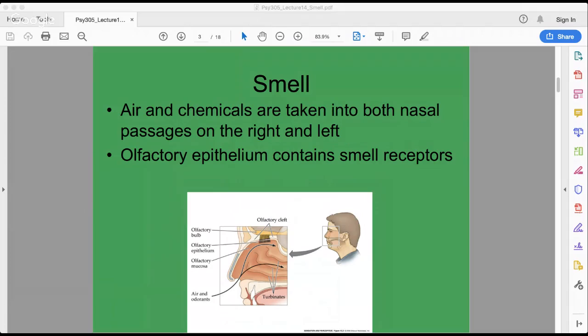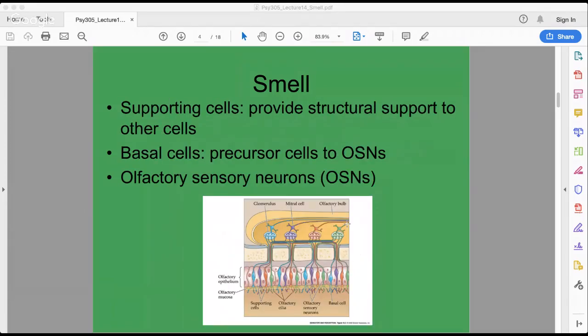During inhalation, air and chemicals in the air are taken into both nasal passages on the right and on the left. The ridges of the nose cause turbulence, causing some air to pass through a narrow space called the olfactory cleft in the top of the nasal cavity. Air settles on a mucous membrane, the olfactory epithelium, which contains the smell receptors. The olfactory epithelium is pretty much the retina of the nose.